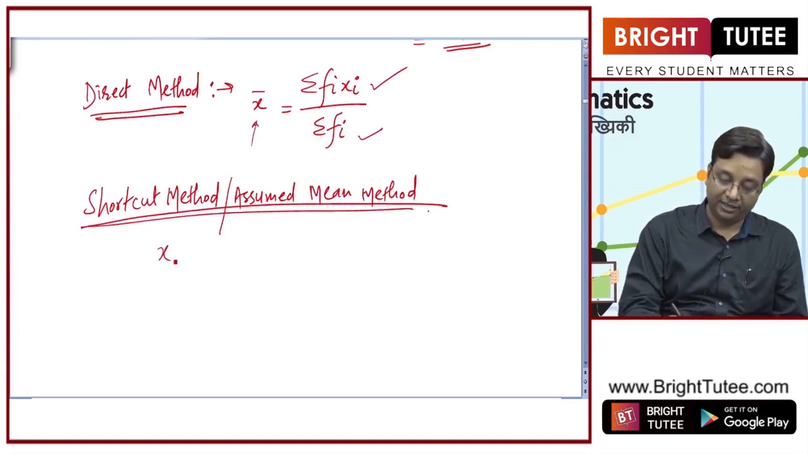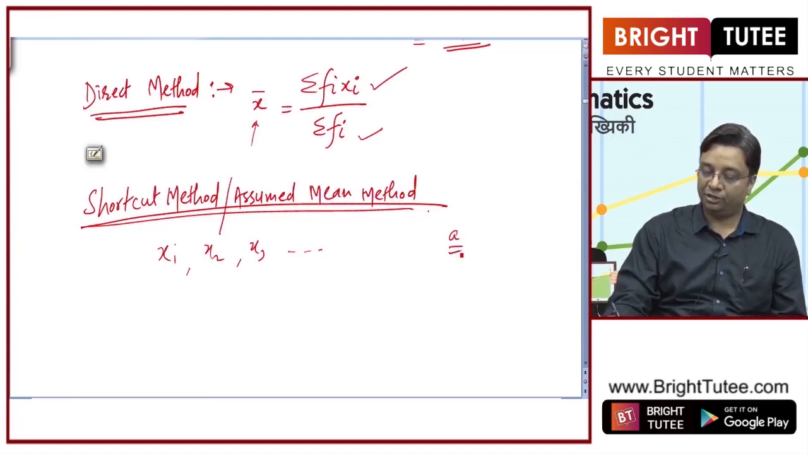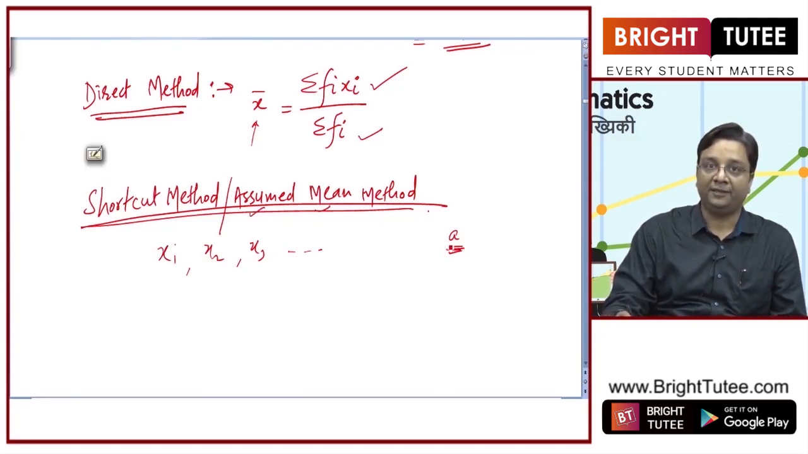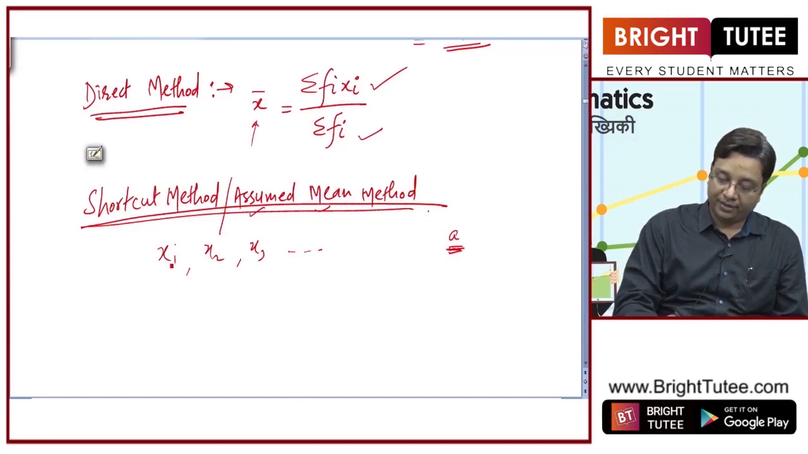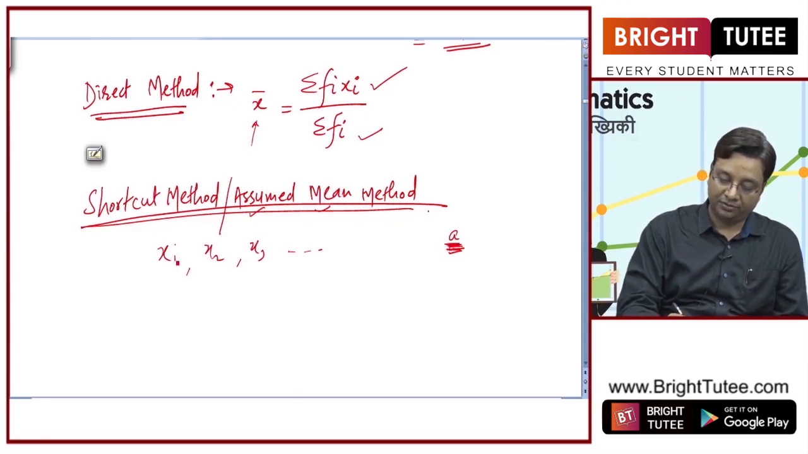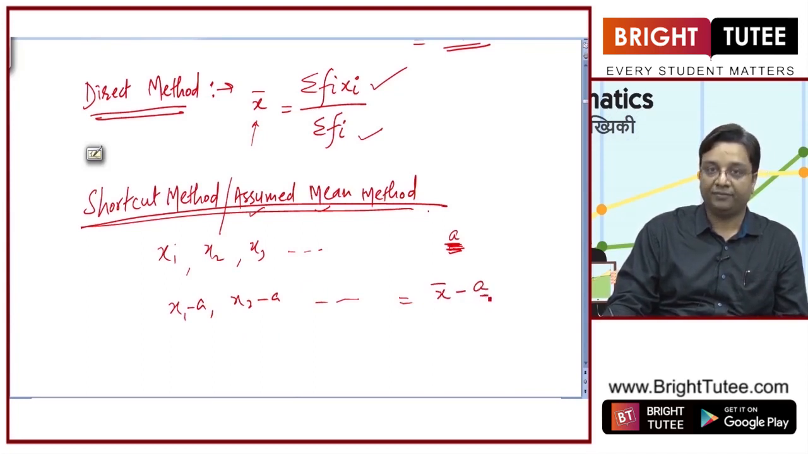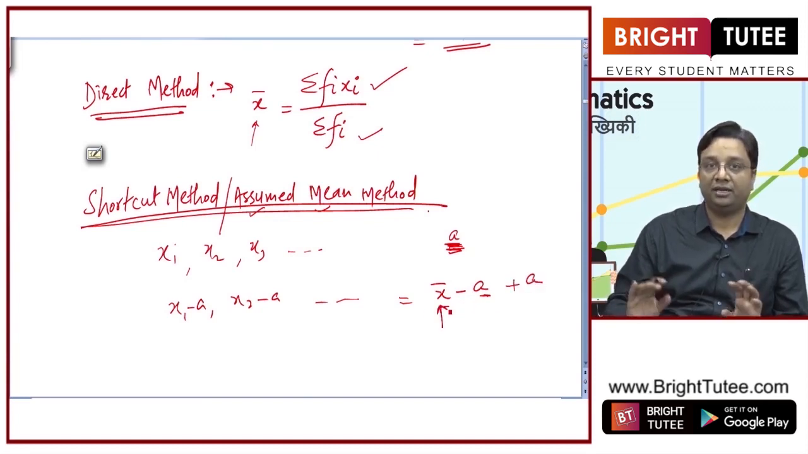Now out of this data x1, x2, x3 and so on, we assume that there is a mean, let us say a. We assume a number as our mean, the assumed mean method. If I assume a as my mean, what will be the effect on the arithmetic mean? If I subtract this number from each of the entries, x1 minus a, x2 minus a, and then calculate the mean, I have shown you that it will be lesser by a than the previous mean. And if I add a to this, it will give me the original mean.